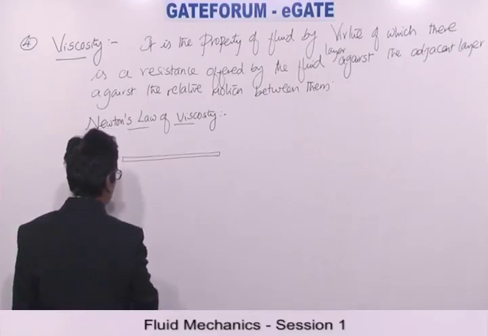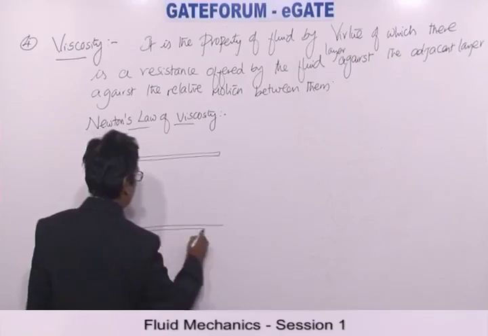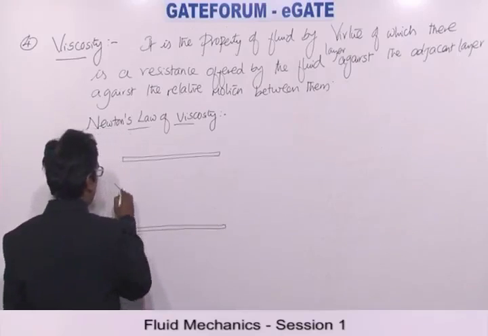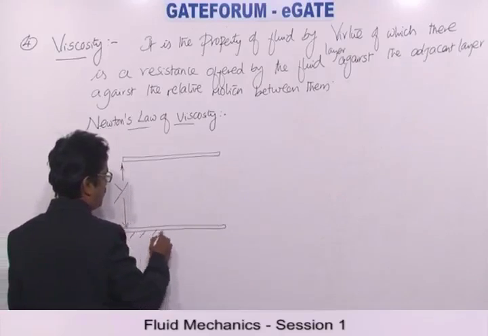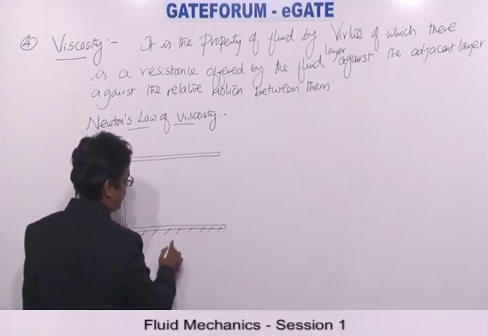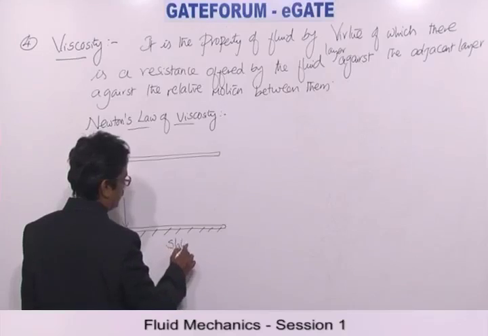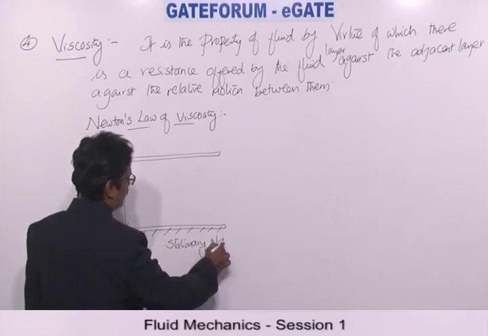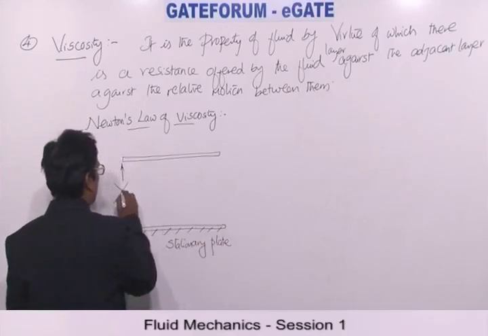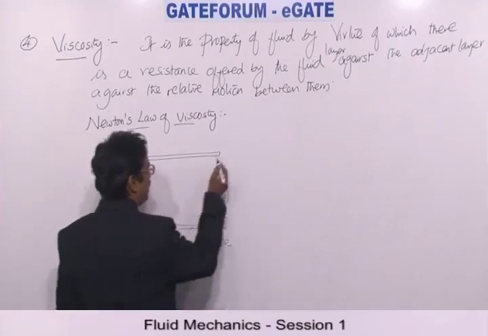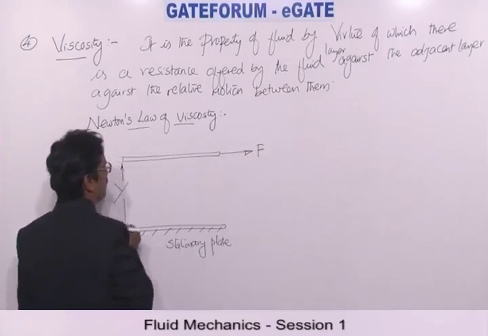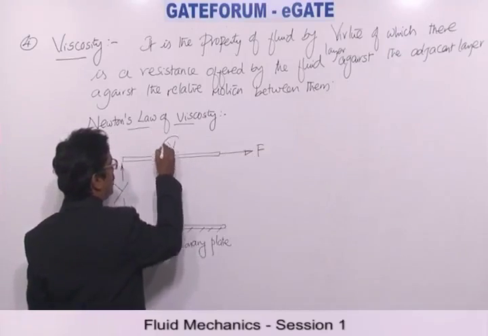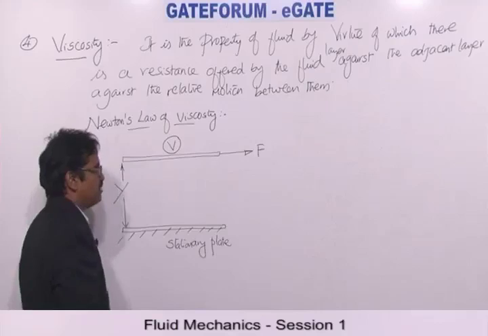if you take two plates which are positioned at a distance of capital Y, the gap between them, the bottom plate is a fixed, stationary plate. This is a fluid, the gap between the two plates is capital Y. I have exerted a force F on the top plate. I am able to move the top plate with a constant velocity V.